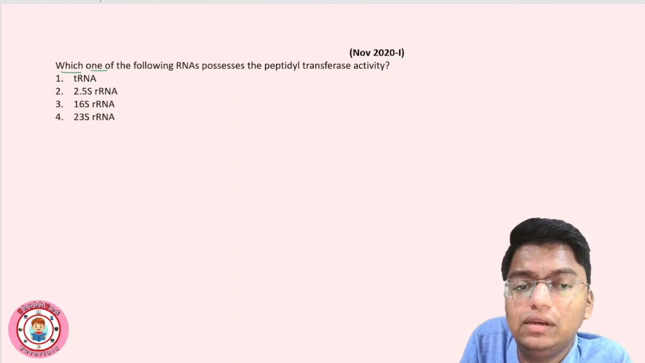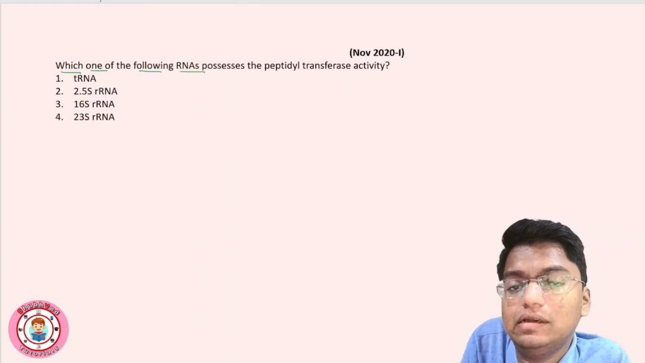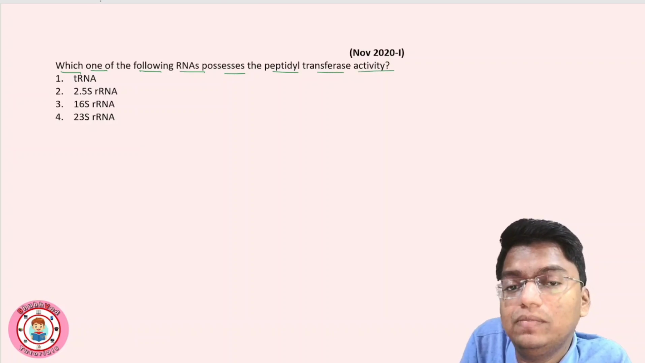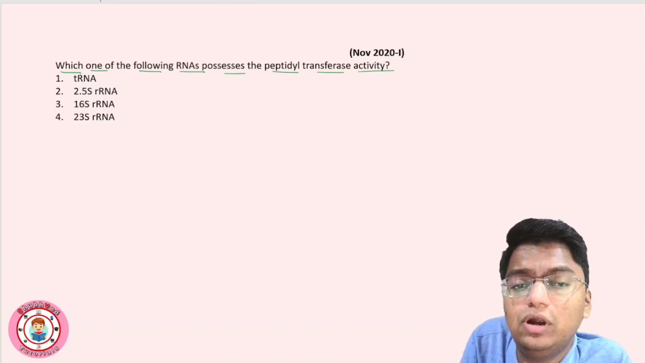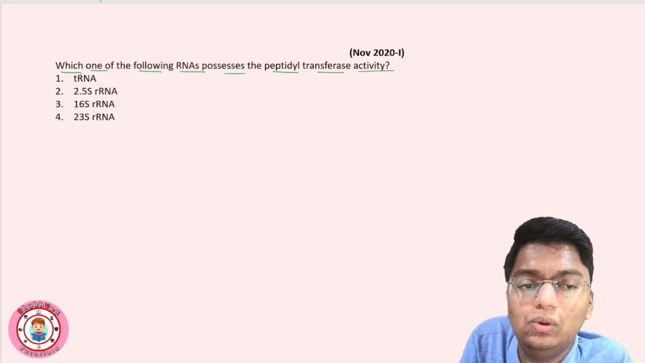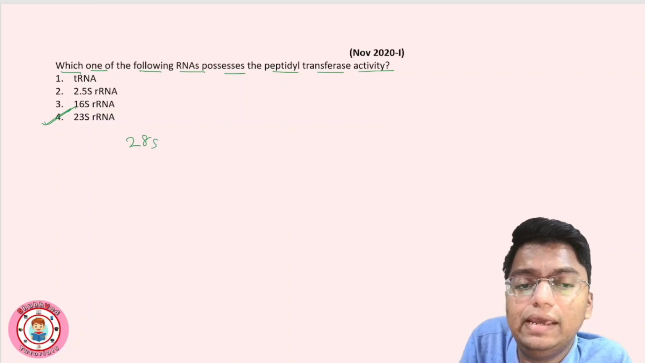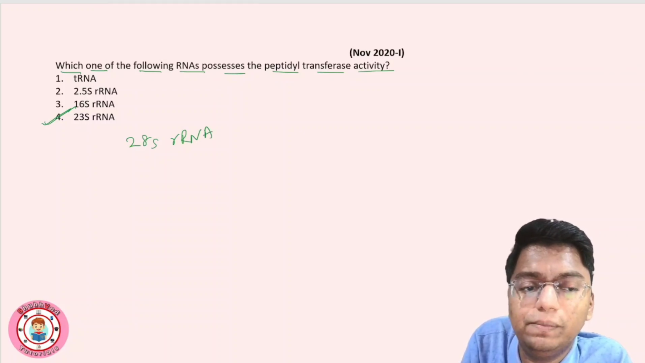Which one of the following RNAs possesses the peptidyl transferase activity? Okay, peptidyl transferase means what? Peptide bond formation, right? जो पेप्टाइड को transfer करते हैं, तो that is present in 23S rRNA in the prokaryotes, right? And 28S rRNA in the eukaryotes. Okay, this is also a very important and repeated question.